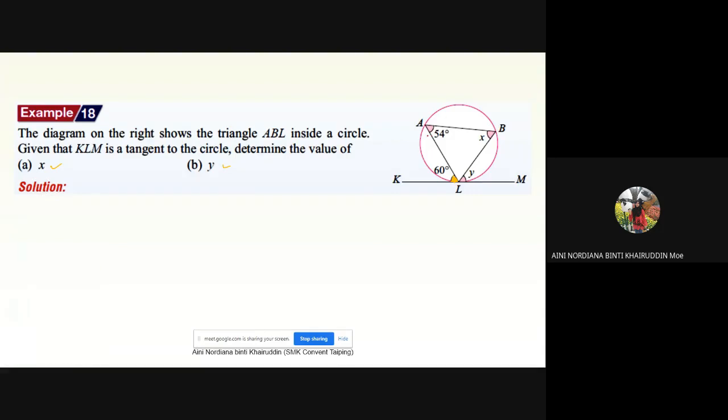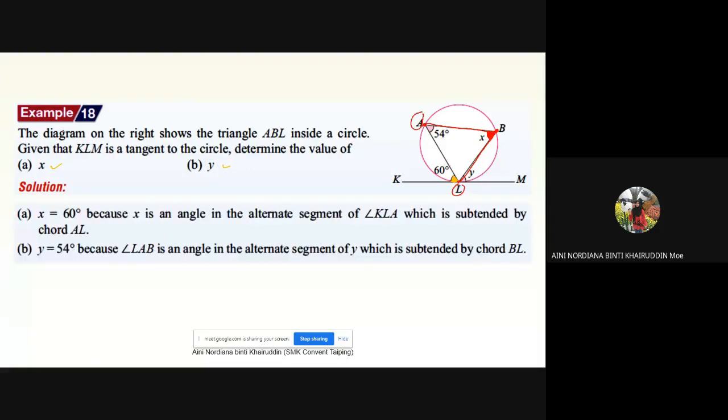Okay, macam ni. Angle is 90 degree here. So what is the alternate segment for this angle? Okay, senang je. First you look at the chord. The chord is AL. And then from this point A and L, you cari yang meet at the circumference. Bertemu di circumference at point B. So this is the answer. So that means X equals to 60.